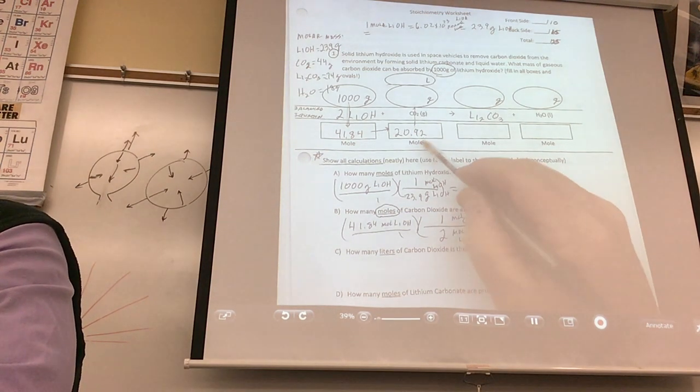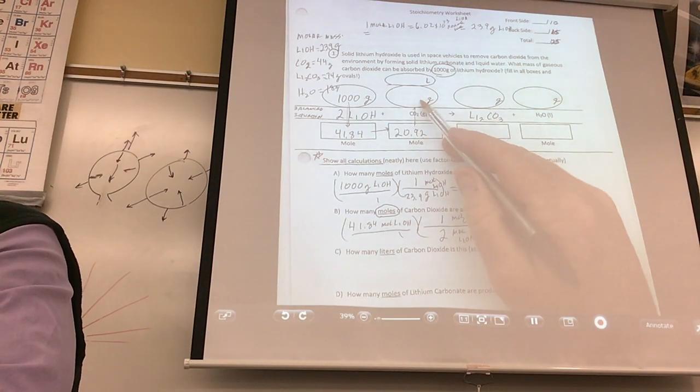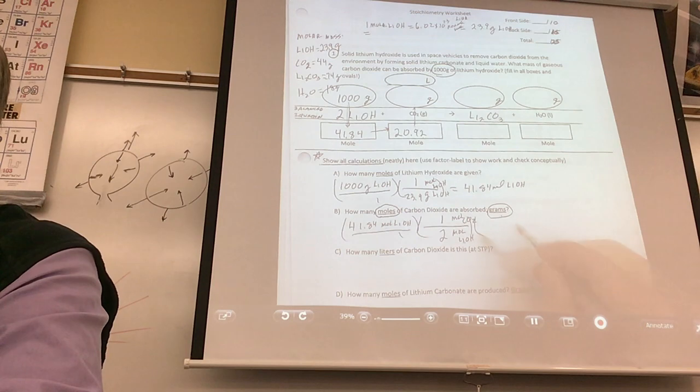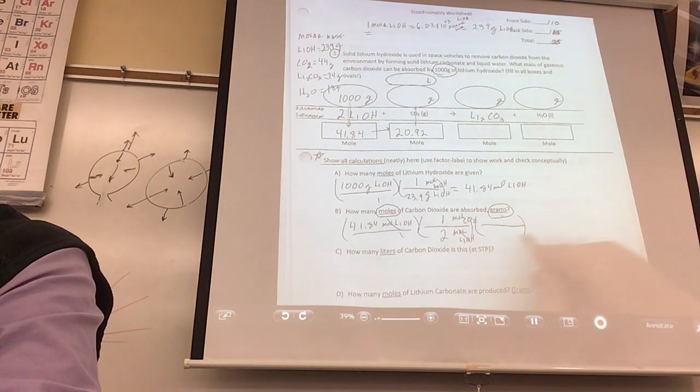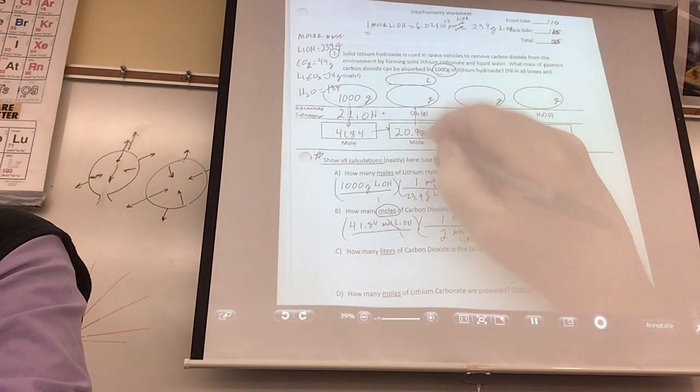Don't give me numbers, just say what? Moles of? Yes, yep. Okay, now, I know that I'm already in moles of CO2 right here, right? So get rid of that and change it to grams of CO2, because that's what you told me in words.